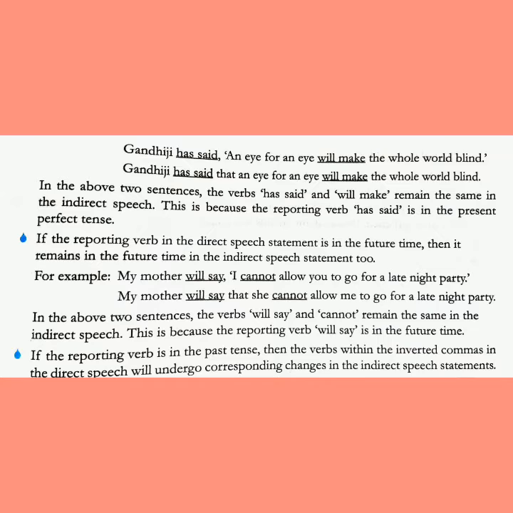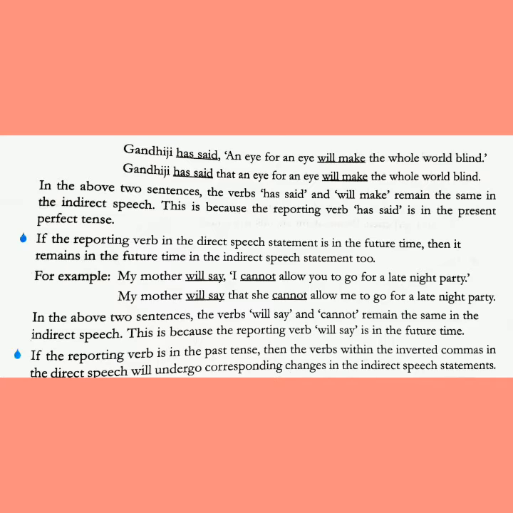Second one: Gandhiji has said, "An eye for an eye will make the whole world blind." This is direct speech, because it is in inverted commas. Now when we change this into indirect speech: Gandhiji has said that an eye for an eye will make the whole world blind. Here also, see, has said and will make have not changed. They remain the same. Why? Because the reporting verb has said is in the present perfect tense.